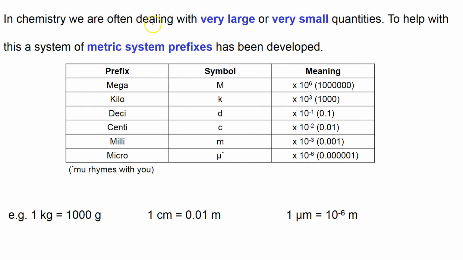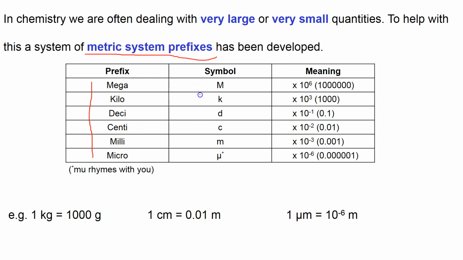The metric system has a really cool system of what we call metric system prefixes. These are letters that indicate that we're multiplying by a particular power of 10. There are 6 that I would like you to memorize: mega, kilo, deci, centi, milli, and micro.